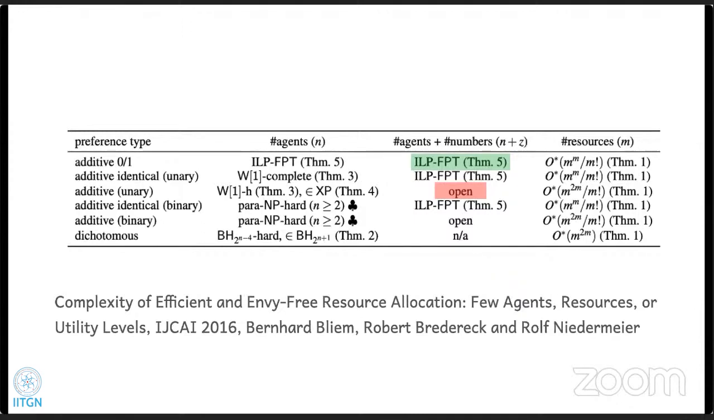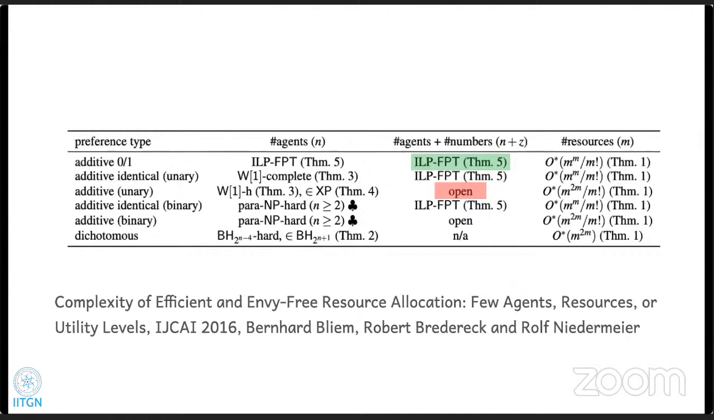So I think it makes sense to ask if the number of agents plus something makes sense, because already for additive and identical, you get W-hardness and so on. I won't get into the para-NP hardness for binary preferences, because I think the notion of binary is a little bit different from just saying 0-1 preferences, and given the time we have, I don't want to get into that right now.